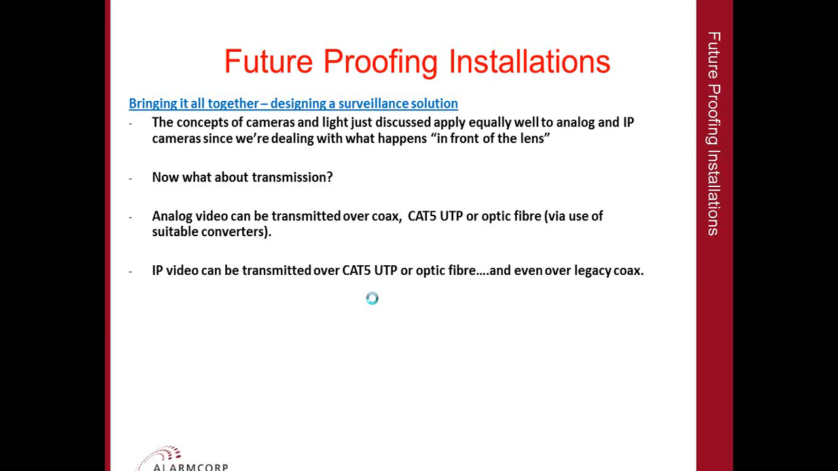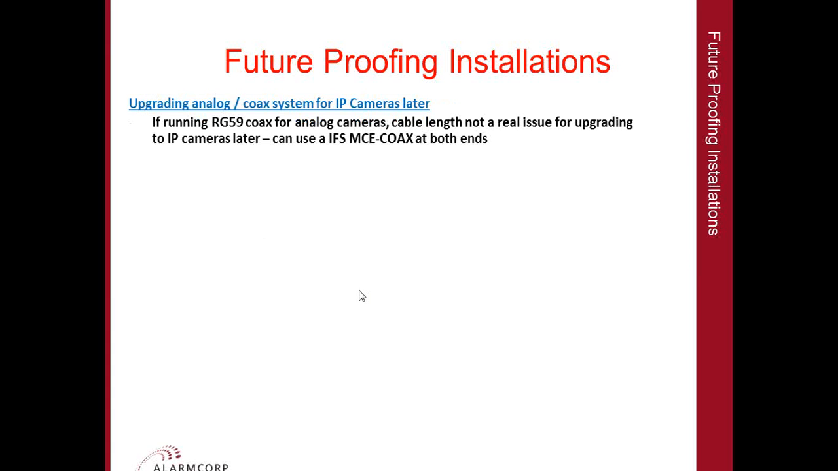And that's what I mean about future-proofing in installation. Let's look at an example. Let's say we are putting in a new system, but due to cost considerations, we want to go analog today with a path to upgrading it to IP video in the future as IP cameras become more affordable. If we are running RG59 coax, then the cable length is really not going to be an issue for future upgrades. Let me explain. Typical maximum cable run for RG59 coax is going to be about 150 meters. Usually you try and keep it less than 100.